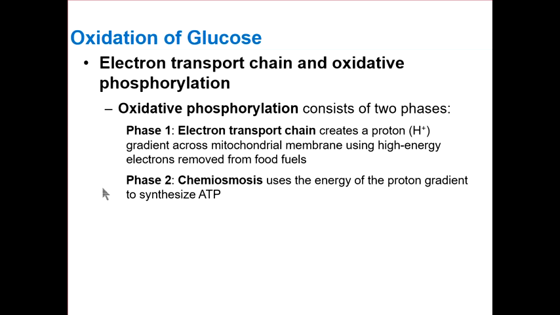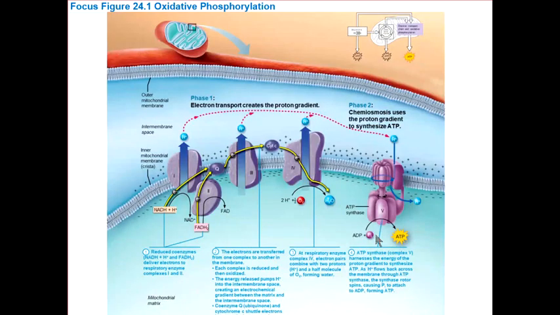Then we go through phase two, which is chemiosmosis. That uses the energy of the proton gradient, remember, the hydrogen ion gradient, to make ATP. So here's a summary of the process of oxidative phosphorylation, and this is the electron transport chain right here.